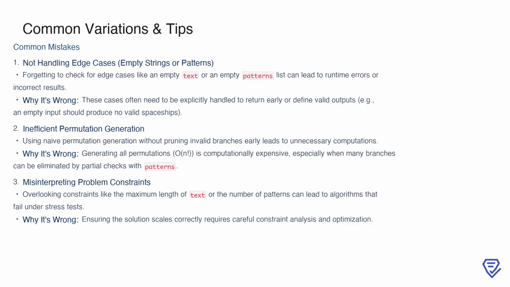Finally, some solutions fail because of a misunderstanding of the problem's constraints. For example, overlooking the maximum length of the input text or the number of patterns can lead to algorithms that fail under stress tests. A robust solution must include careful constraint analysis to ensure scalability and efficiency.